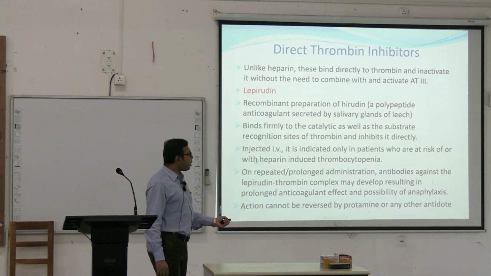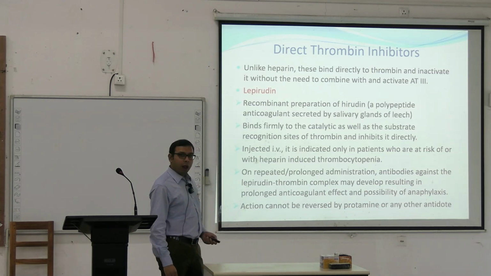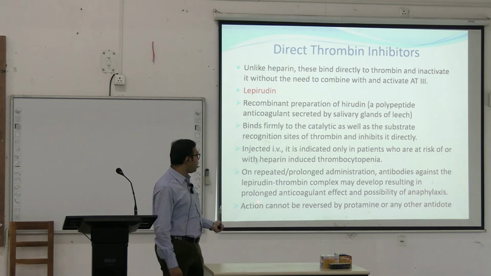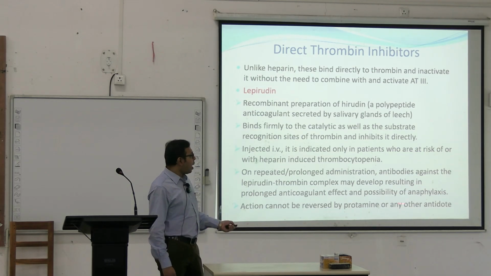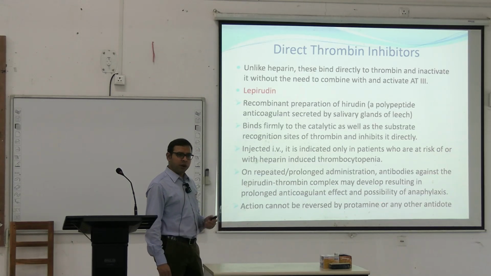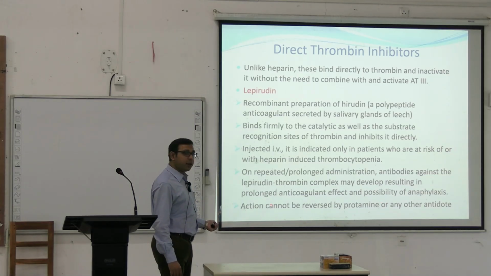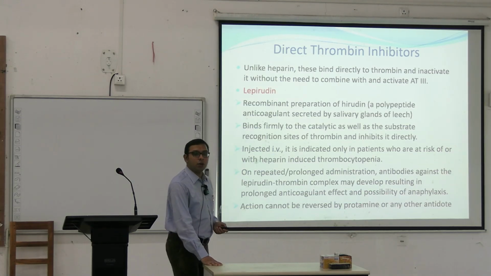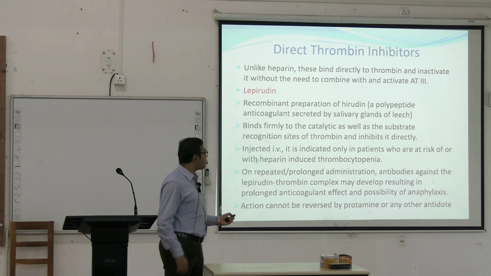On repeated or prolonged administration, antibodies can develop against this lepirudin-thrombin complex. That can result in prolonged anticoagulation effect and possibility of anaphylaxis. So this is the problem. Action cannot be reversed by protamine or any other antidote. That's why it is lesser used, lepirudin, which is obtained from the hirudin, from the leech.